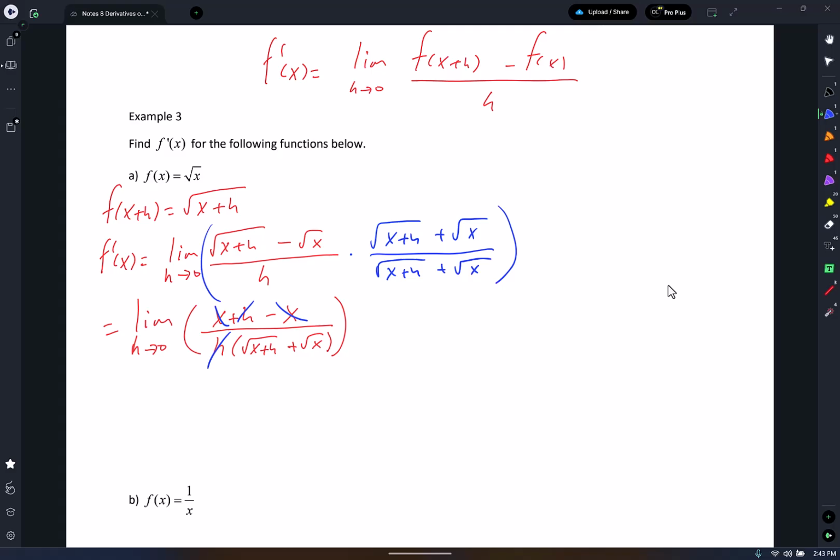What is h approaching? h is approaching 0. So here's what I'm going to get. I no longer have to write the word limit. 1 over square root of x plus square root of x. So that's h is approaching 0. What's square root of x plus square root of x? Yeah, 2 square root of x. There's 2 of them. There it is. That's my derivative, guys. So what's my derivative? I'm going to go f prime of x equals 1 over 2 square root of x. That's my answer for that one.